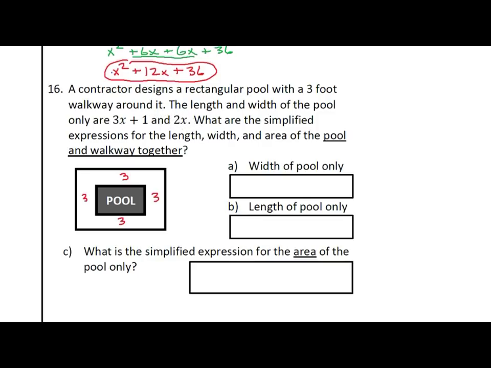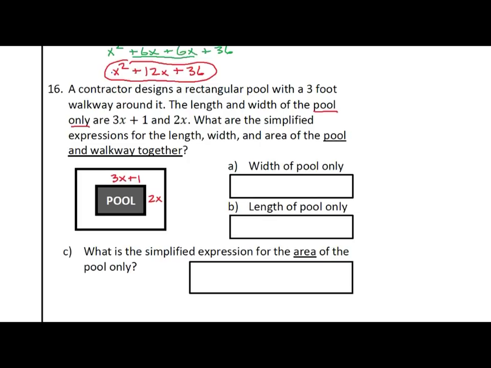Actually, let's do this then. Let's say the length of the pool is 3x plus 1 and the width of the pool is 2x. It tells us that's for the pool only, so that's the inside rectangle here. What are the simplified expressions for the length, width, and area of the pool and walkway together? So we're going to have to add this walkway to the dimensions of the pool only.